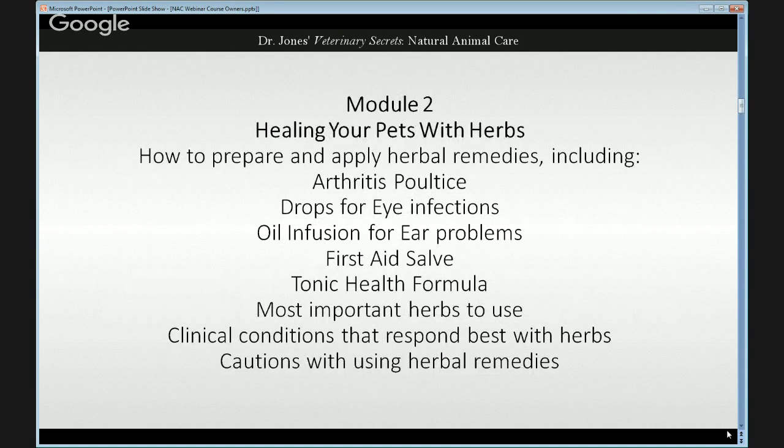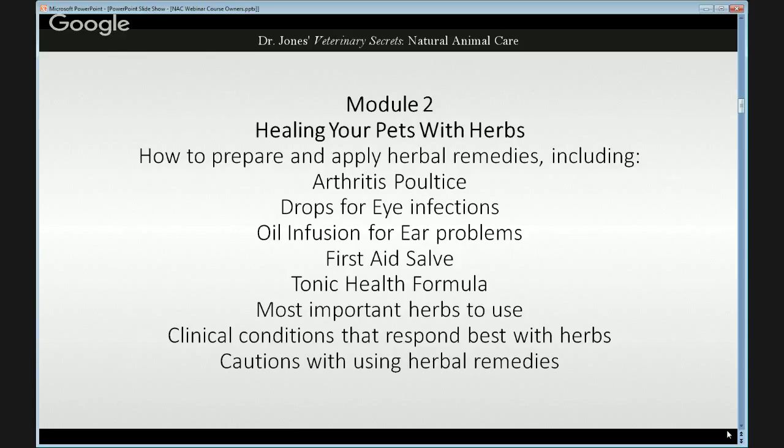Module 2, healing your pets with herbs. I cover a number of different things in this module: how to prepare and apply herbal remedies, including arthritis poultice, drops for eye infections, oil infusion for ear problems, a first aid salve, tonic health formula, the important herbs to use, the clinical conditions that respond best with herbs, and then lastly, cautions with using herbal remedies.